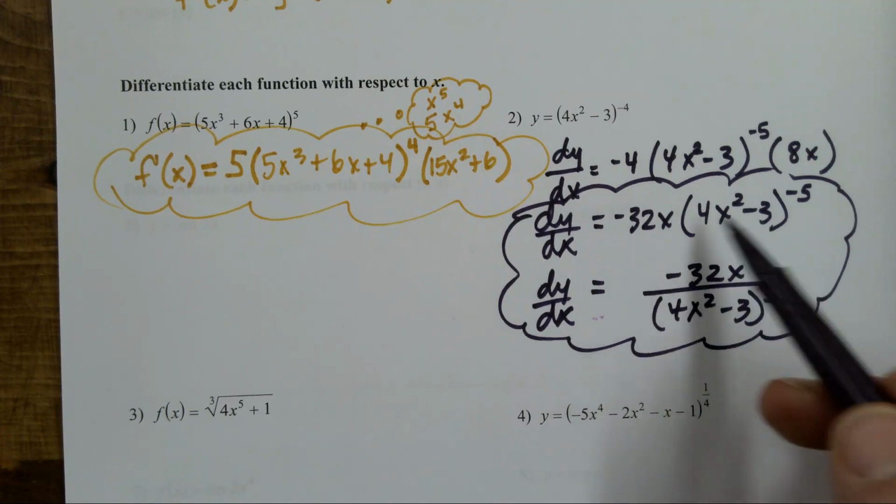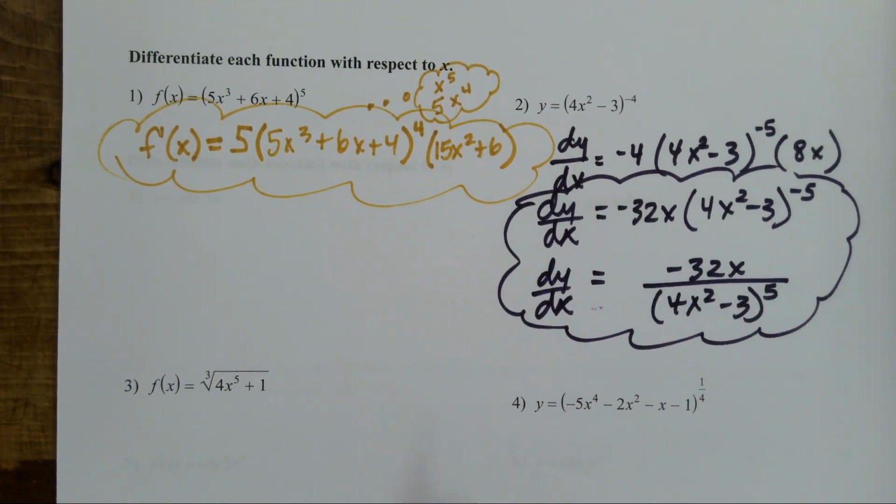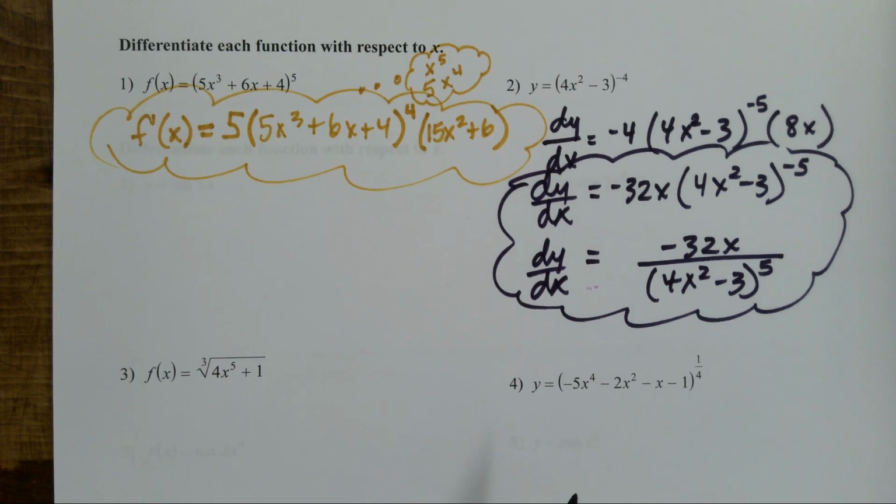The top one is a little more streamlined to look at. The bottom one is a little bit nicer to do the math on if we're going to actually find the slope at a point. Okay? All right.